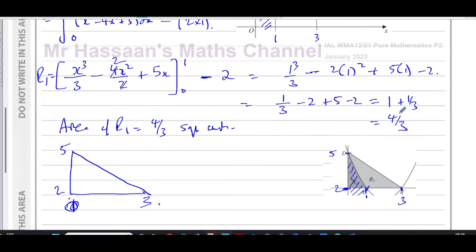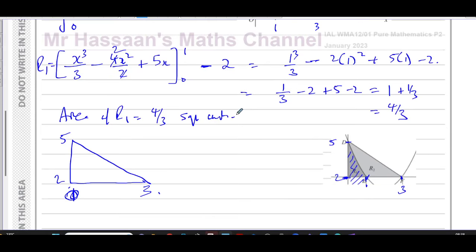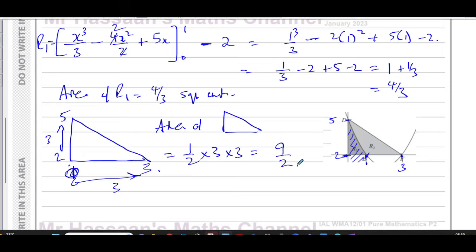If we look at the graph, this is 0 to 3. So this distance here is 3. This distance here is 3. And this distance here also is 3. So it's like an isosceles triangle, we can say, although it doesn't look to scale. Anyway, no problem. So the area of the whole triangle is equal to a half times the base times the height, which is going to be 9 over 2.